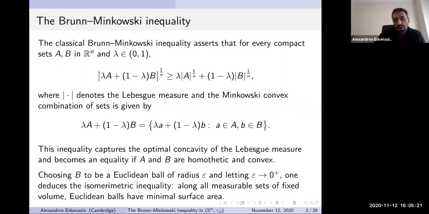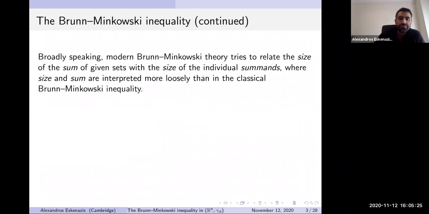Okay. So let's move on. This talk is about the Gaussian measure, but there's a general theory that has been developing a lot in the 21st century, which is called Brunn-Minkowski theory. Modern Brunn-Minkowski theory tries to relate the size of the sum of given sets with the size of the individual summands. But the twist from the classical Brunn-Minkowski inequality is that both size and sum are interpreted more loosely. So it's not simply the Minkowski convex combination, Minkowski sum, and Lebesgue measure.